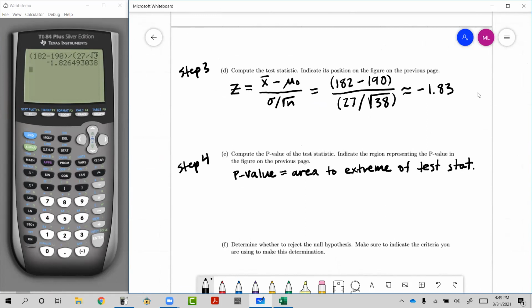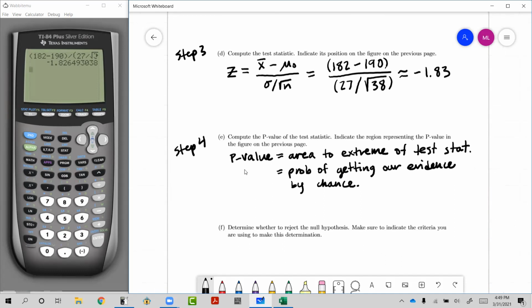So once we found this test statistic, we're going to find the area associated with that. It's also equal to essentially the probability of getting the result that we got. So it's the probability of getting our evidence by chance. So conceptually, those two things, I'll come back to them in a minute once we have the actual value. So let's find this area.